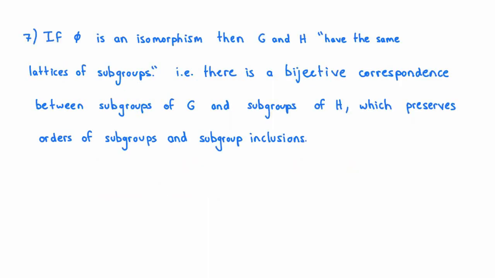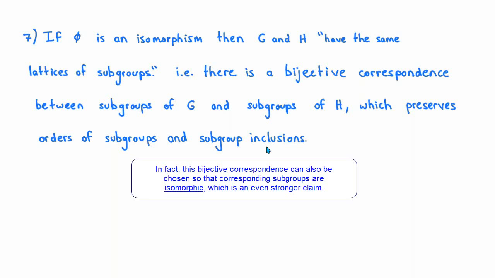The final property of homomorphisms that I want to talk about in this video is property number 7, which says that if phi is an isomorphism from G to H, then the 2 groups must have the same lattices of subgroups. To be precise about what this means, it means that there's a bijective correspondence between subgroups of G and subgroups of H, which preserves both the orders of the subgroups involved and the subgroup inclusions.